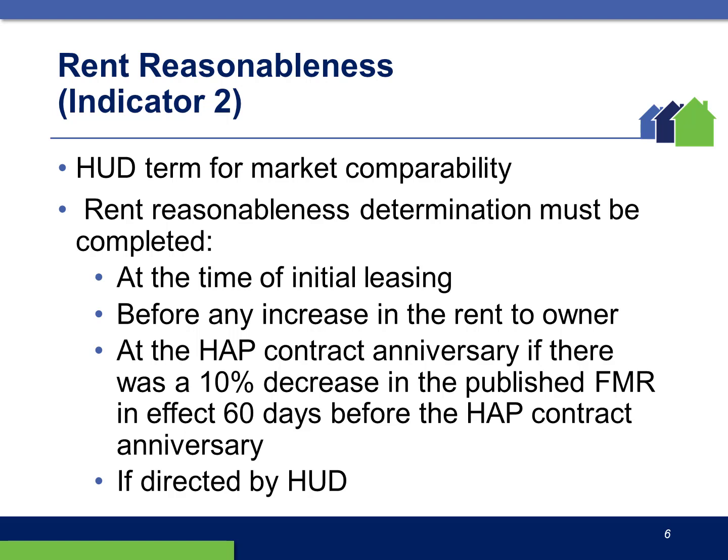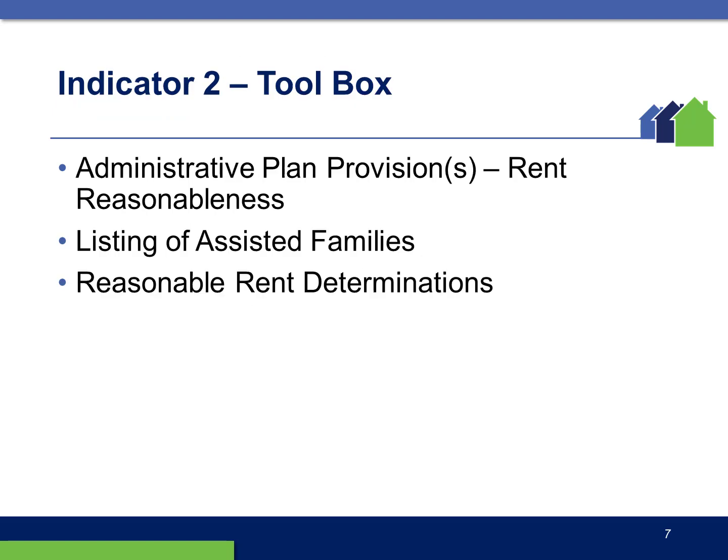Rent reasonableness determinations must be completed at the time of initial leasing, before any increase in the rent to the owner, and at the HAP contract anniversary if there was a 10% or more decrease in the published FMR in effect 60 days before the HAP contract anniversary. To prepare for SEMAP success, PHAs should ensure that rent reasonableness is included as a written policy in the admin plan. PHAs should also have readily available a list of assisted families and all reasonable rent determinations.